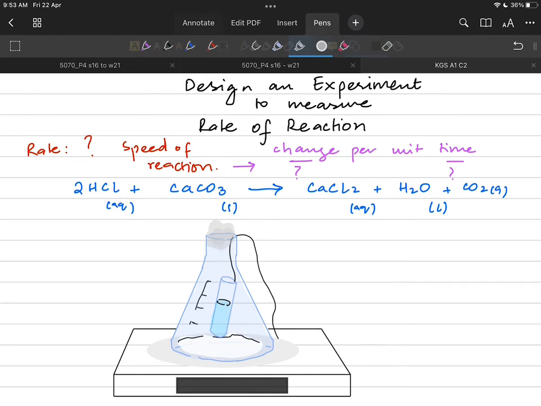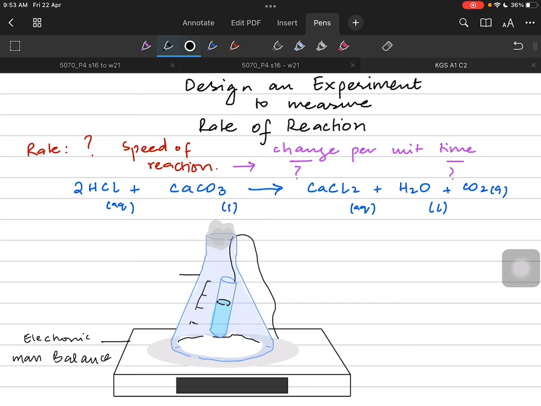Over here we have a conical flask which has been set on an electronic mass balance, and there are some other pieces of apparatus over here. On an electronic mass balance, which is going to be measuring the mass of the system, you have a conical flask. In the conical flask you can see calcium carbonate and a test tube. You have a piece of cotton swab on the top of the conical flask. Inside the conical flask you can see a test tube which has been filled with dilute hydrochloric acid. There's a thread which is attached to the mouth of the test tube.